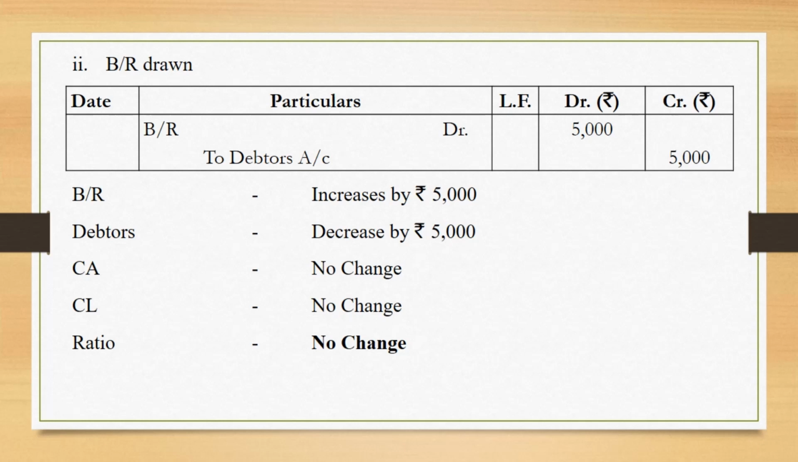So basically there is no change in current assets. But current liabilities also no change. The reason is bills receivable and debtors, none of these two items affect the current liabilities. So when there is no change in current asset or current liability, the ratio will also not change.